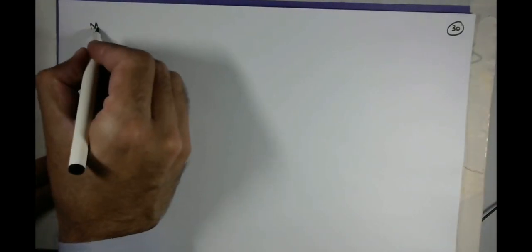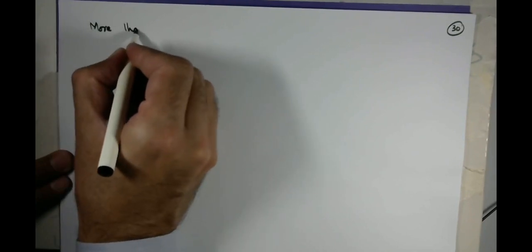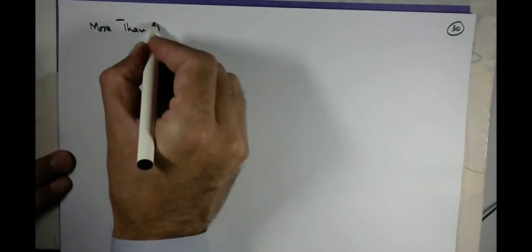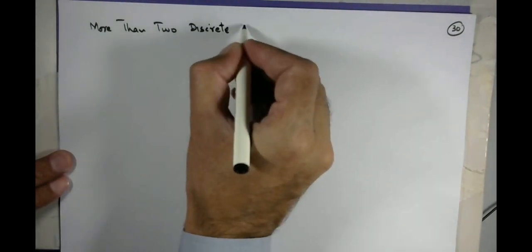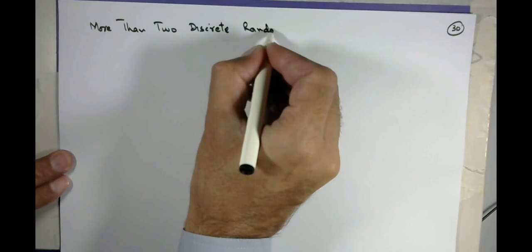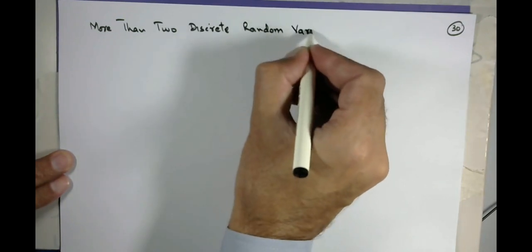Now, my dear students, I'll move on to generalize my formulas for two-dimensional distributions to n-dimensional distributions. So my next topic and the last topic for today's lecture is more than two discrete random variables.